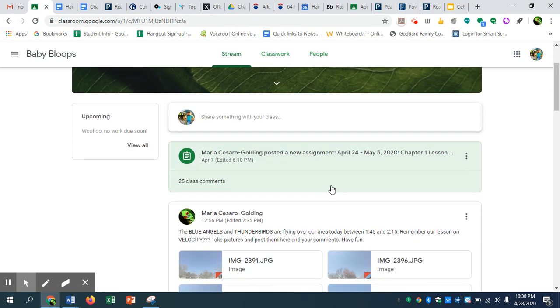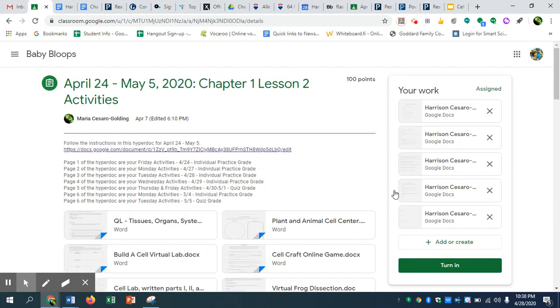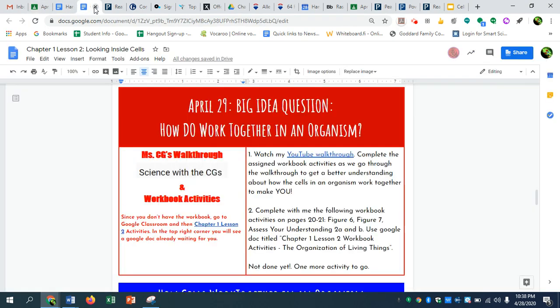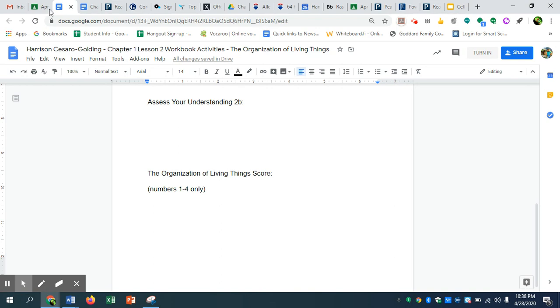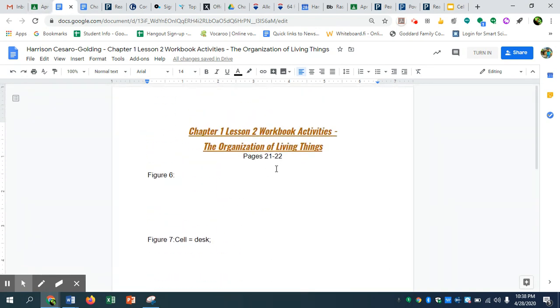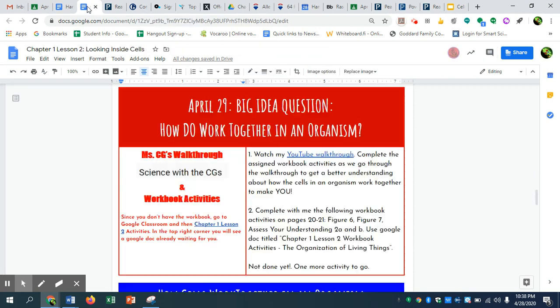Let's get started on today. So we're going to be doing chapter 1, lesson 2, the organization of living things. Okay. I made a little mistake up here. It should say on your paper pages 20 to 21, and accidentally I put 21 to 22. So just letting you know, it's pages 20 to 21. I did fix it over here.